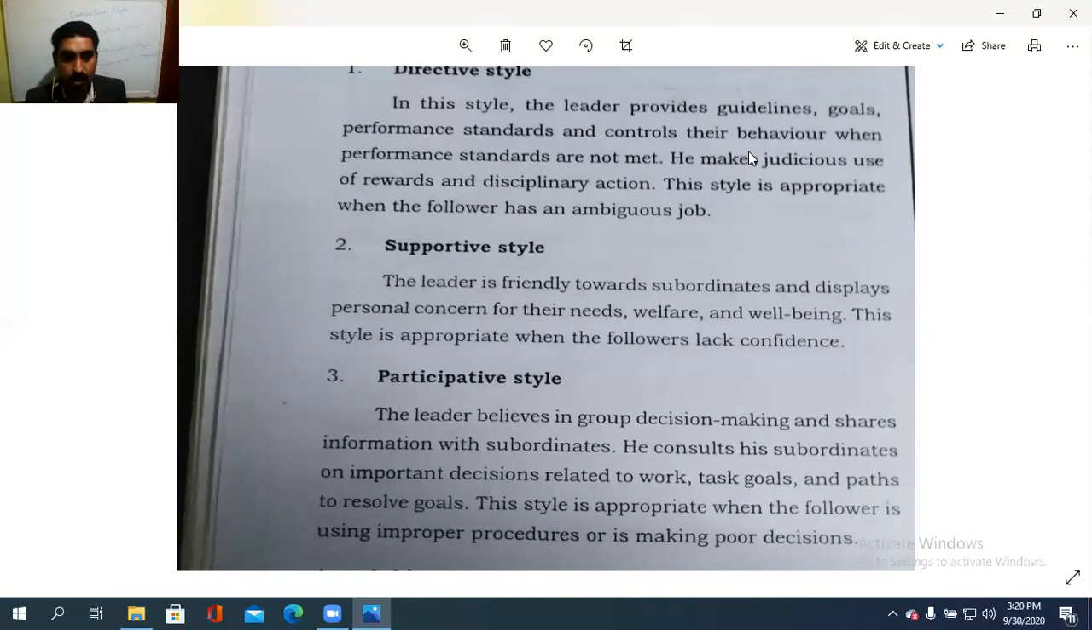He consults his subordinates on important decisions that are related to work, task goal, and the paths to resolve the goals, the way towards achieving the goals. There is discussion about all that. This style is appropriate when the follower is using improper procedures or making poor decisions.